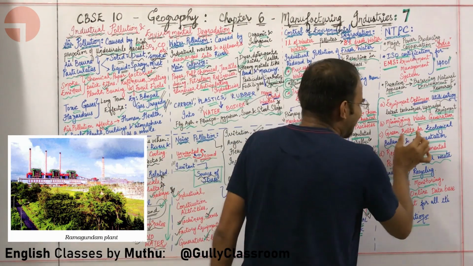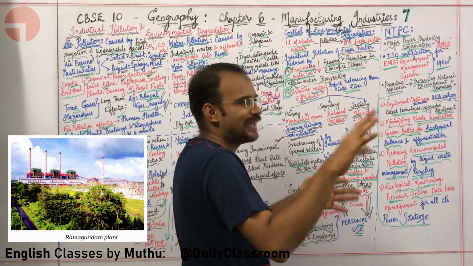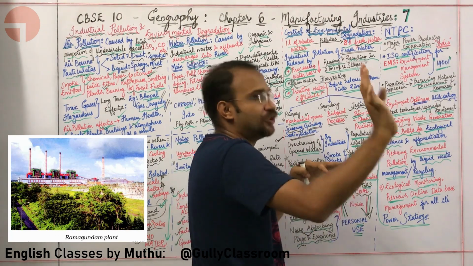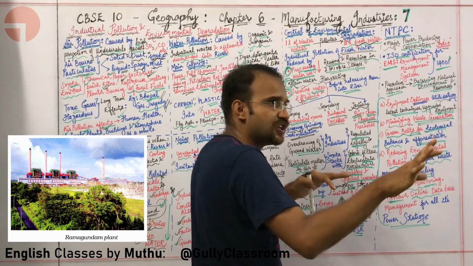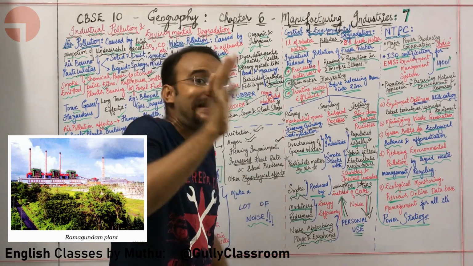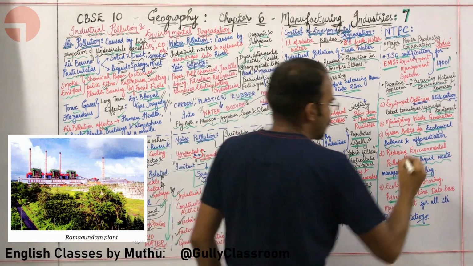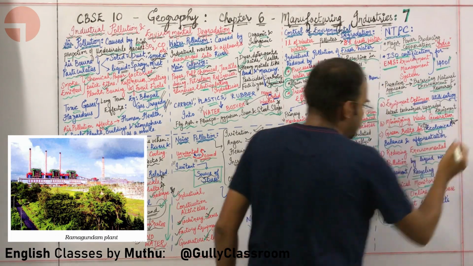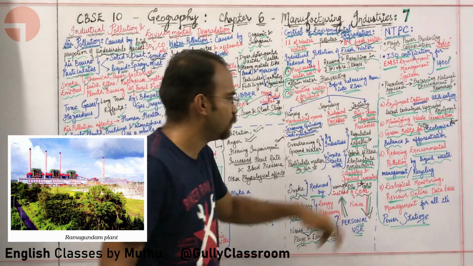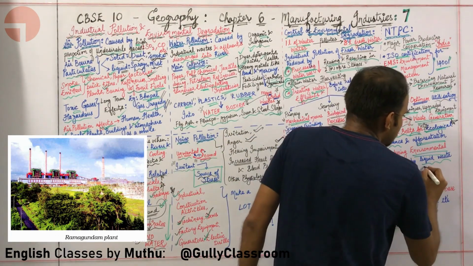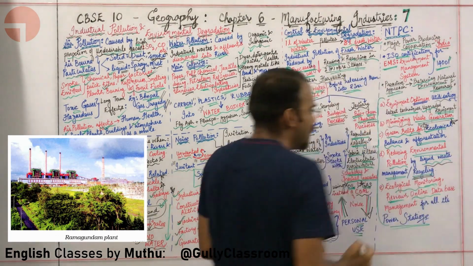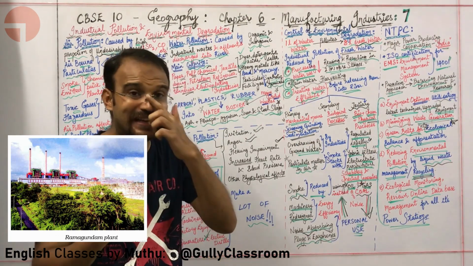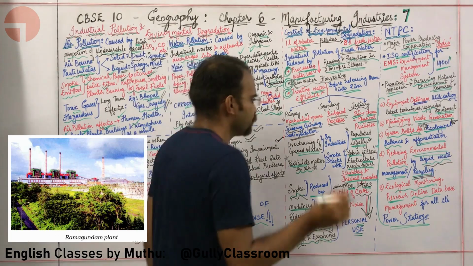Third point, green belts must be generated. You need to plant more trees. You need to do a lot of afforestation. Why? In order to maintain ecological balance. For maintaining ecological balance, reducing environmental pollution can be done by recycling and by liquid waste management.